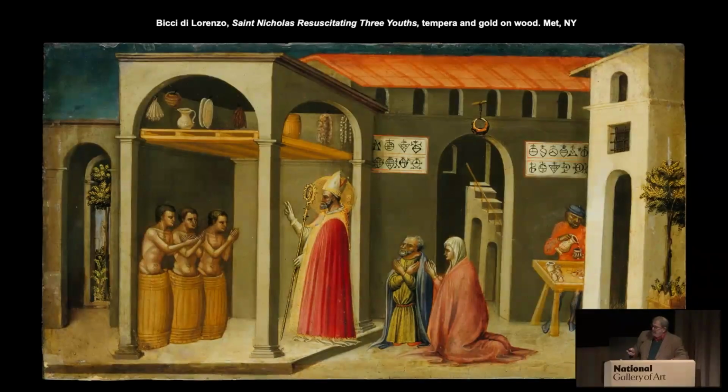But here is the same artist, Bicci di Lorenzo, that I mentioned, who did the Met painting. Here he is. Here's Nicholas. Here are the 3 guys in the barrel. And he's saving them. He comes to the shop and then kind of reassembles them, and all is good. What this reminds me of has nothing to do with this painting. This reminds me of the movie by the Marx Brothers, Monkey Business, where they're stowing away in 3 barrels in the cargo area of a ship. But that's my own kind of thing.